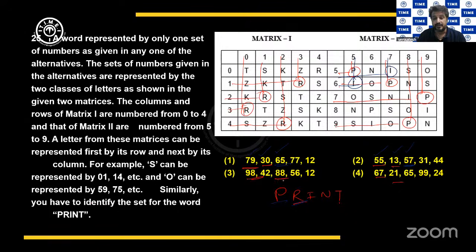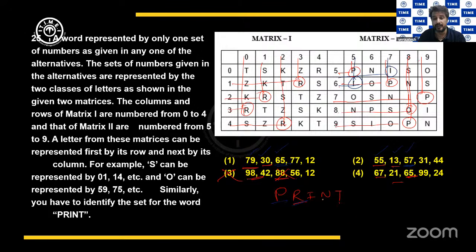Next, 88. What is 88? 88 is O. So I can say that the third option is ruled out because 88 does not match with I. Next, 65. Is 65 I? Yes, 65 is I. It is also perfectly matching.